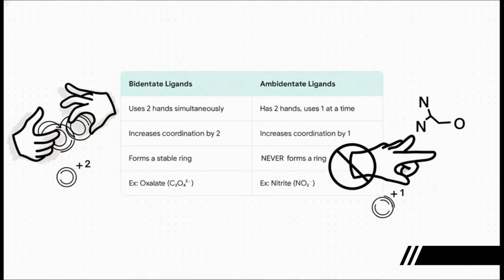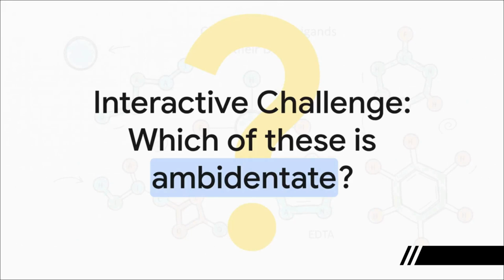And because of that, it never, ever, ever forms a ring. This is the core mistake. Okay, your turn. Time for a quick challenge. Pause and think. I've got two options for you. A, ethylene diamine, and B, thiocyanate. Which one is the imposter? Which one is the ambidentate ligand? Don't just keep watching, actually pick one.